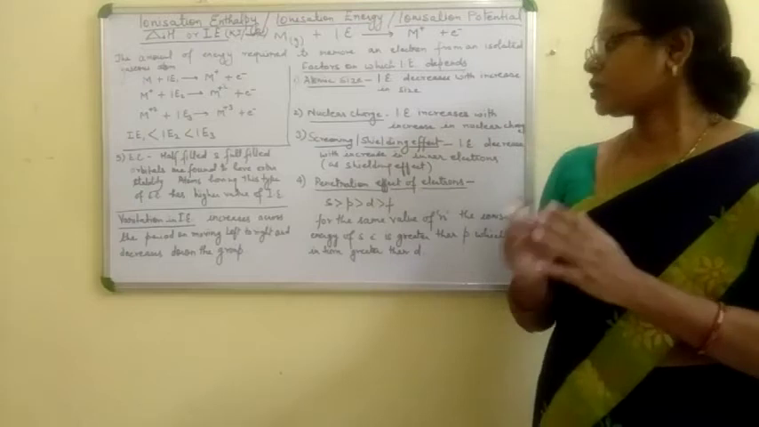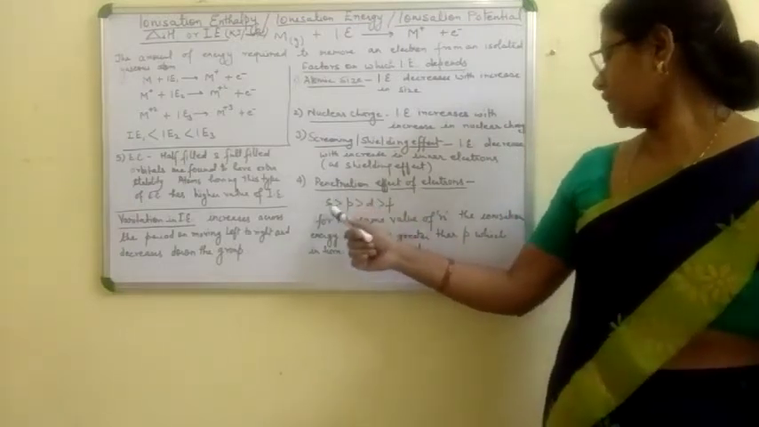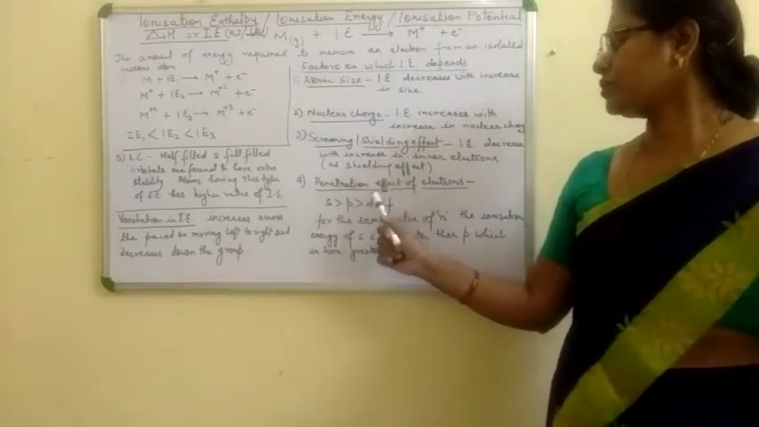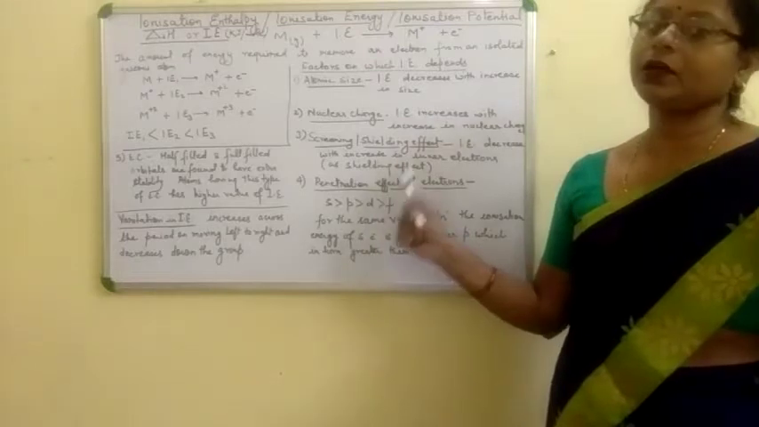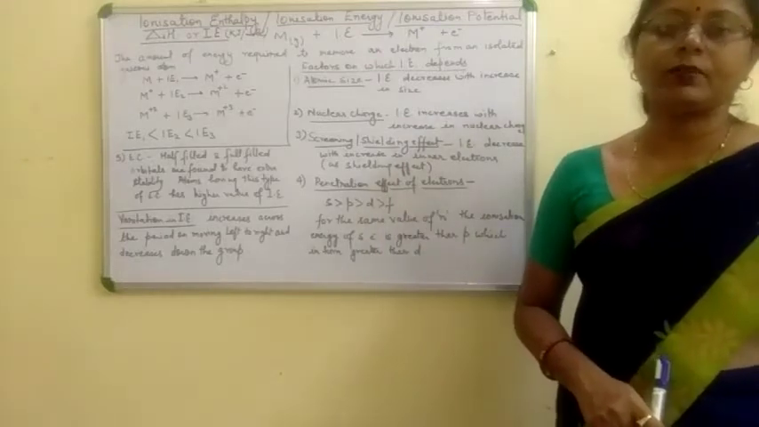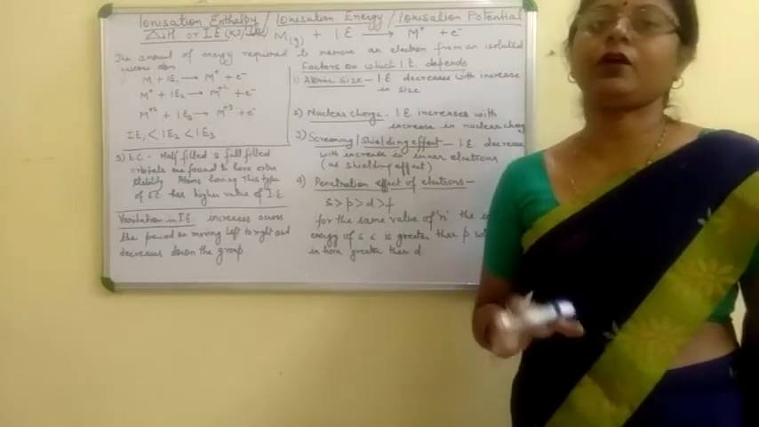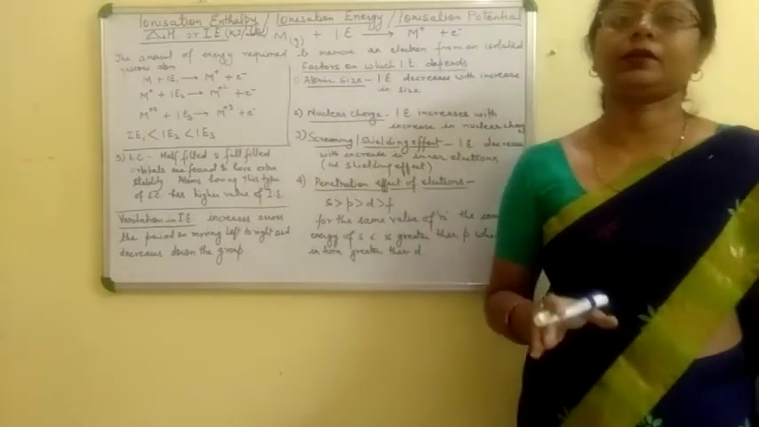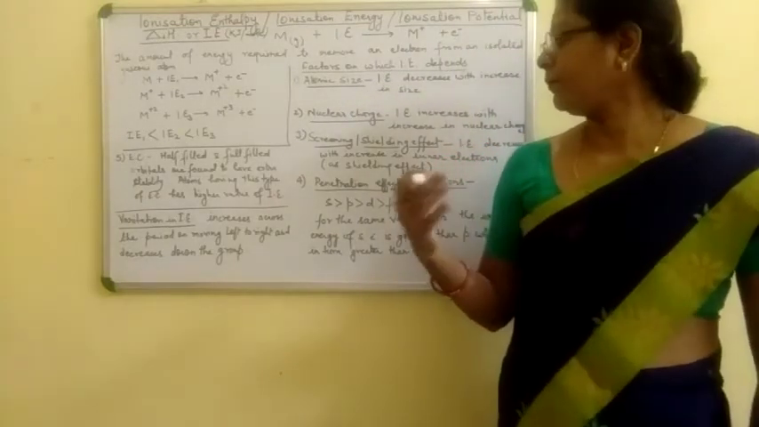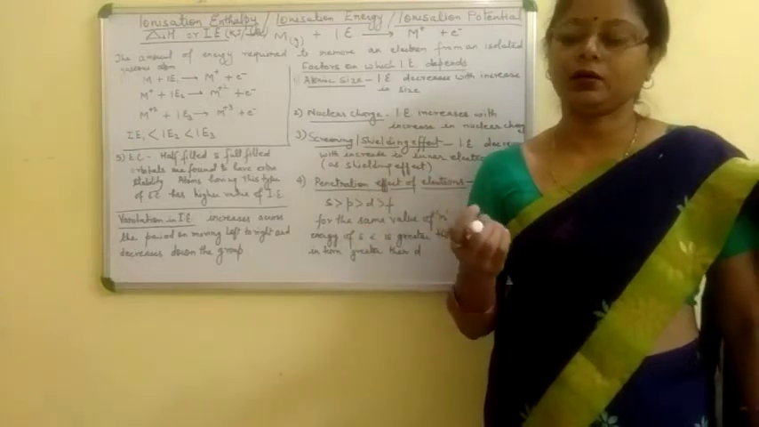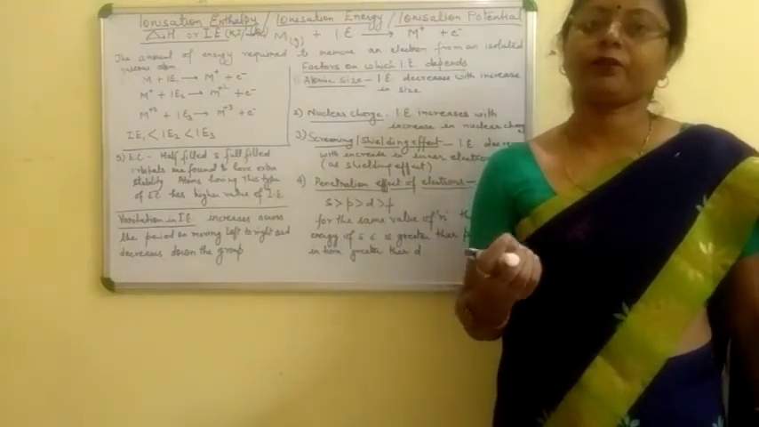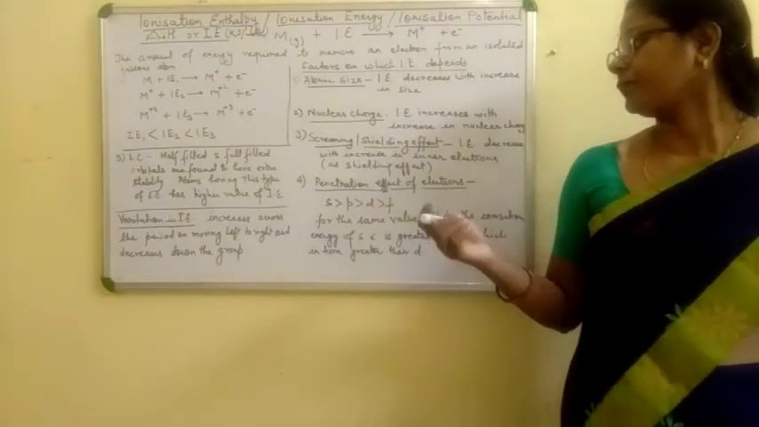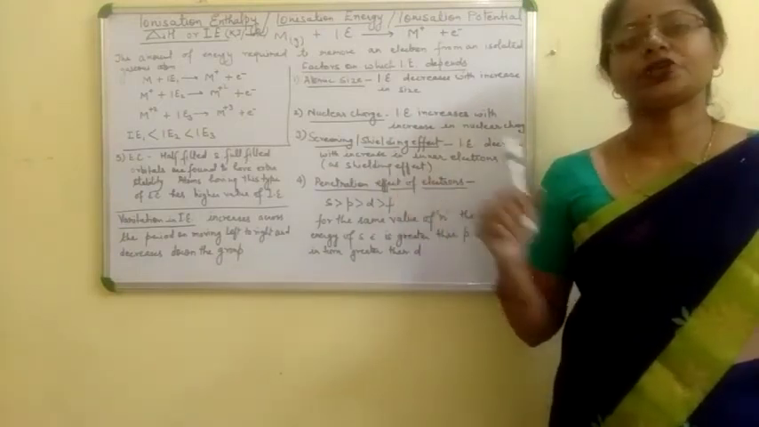valence electron is present in s shell, the ionization energy for an s electron is greater than for a p electron, which is greater than for a d electron, which is greater than for an f electron. That means for the same energy level, s electrons feel more penetration power or attraction towards the nucleus, hence they have more ionization potential.